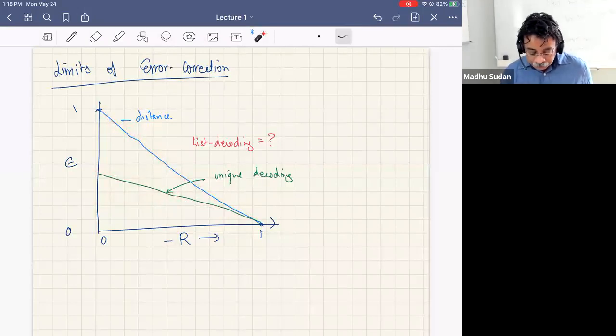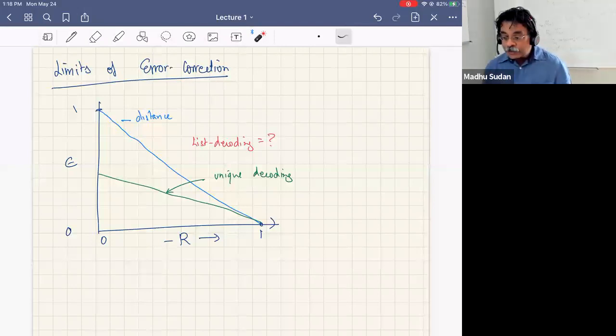But we are saying let's allow list decoding. So maybe we get some curve that looks like this. What can we get over here? Where is the list decoding curve, and what can you do algorithmically? The goal from now on, in this lecture and the next, is to get very, very close to that line algorithmically. So we will have both codes and decoding algorithms.